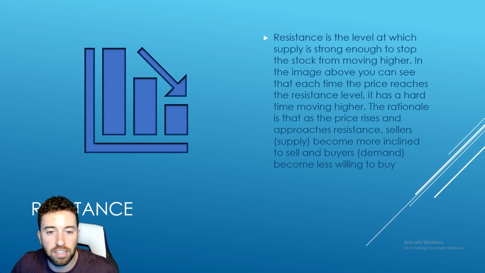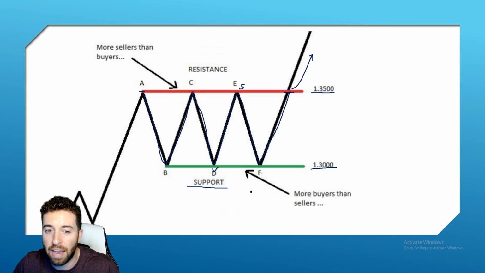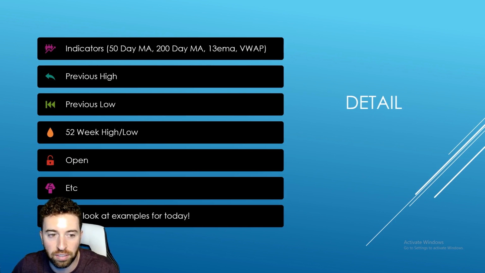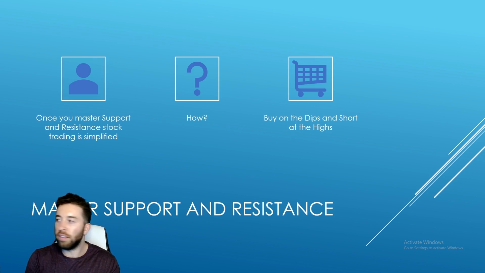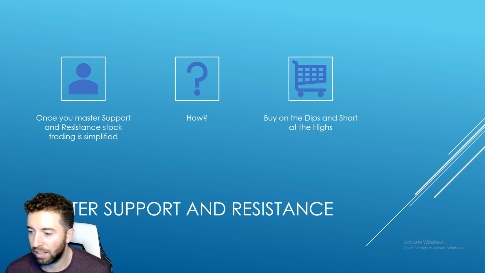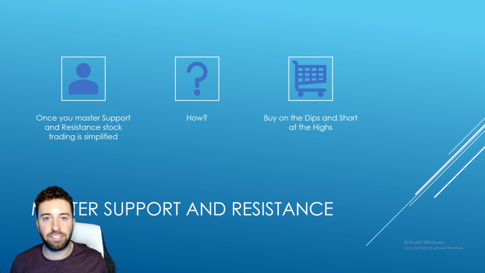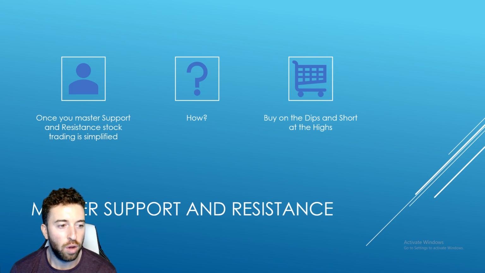Whenever I did this presentation, I knew we were going to have every single one of these support and resistance lines, because that's how we trade stocks every single day. So the key to success, team, in stock trading is to master support and resistance. Once you master support and resistance, stock trading is simplified. How are we going to be able to master this?